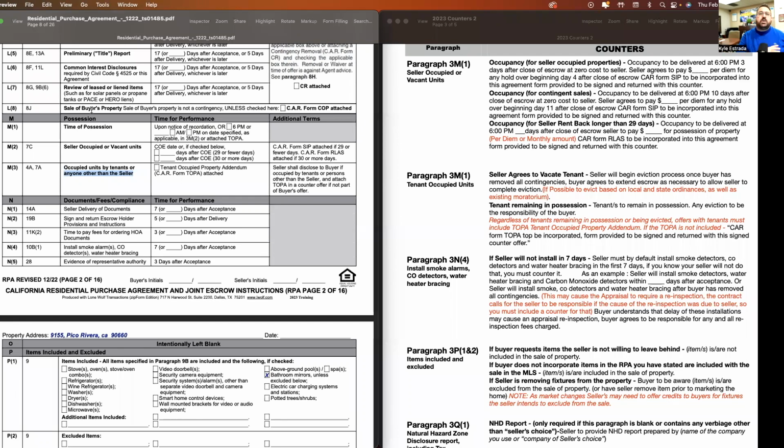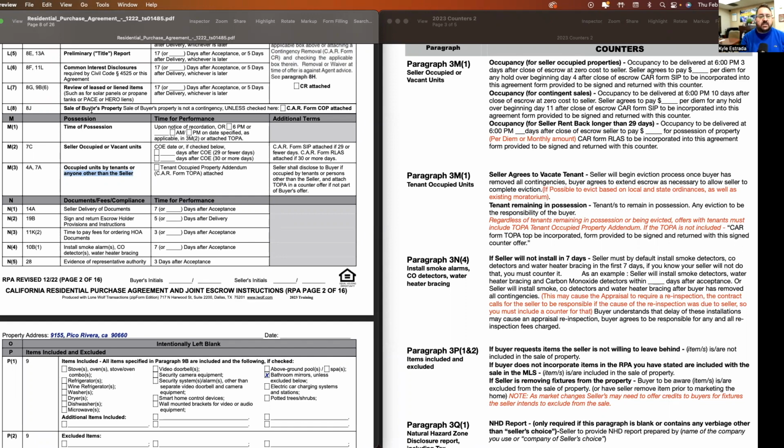But there are still some things that we have to do to protect our seller. So let's just say that it is legal to vacate the units, the single family or the units, prior to close of escrow, and that was requested by the buyer's agent or the buyer, that those units be vacant prior to close of escrow. So we're going to counter to protect our seller. And that counter is going to look like this: Seller will begin eviction process once buyer has removed all contingencies.